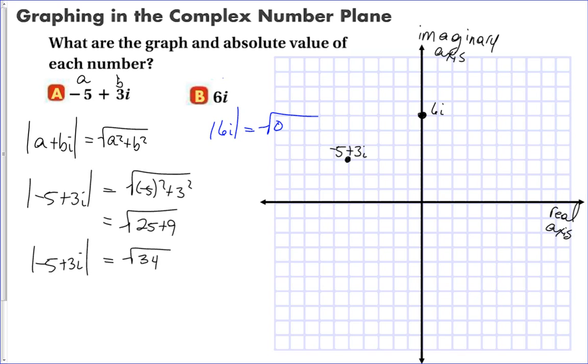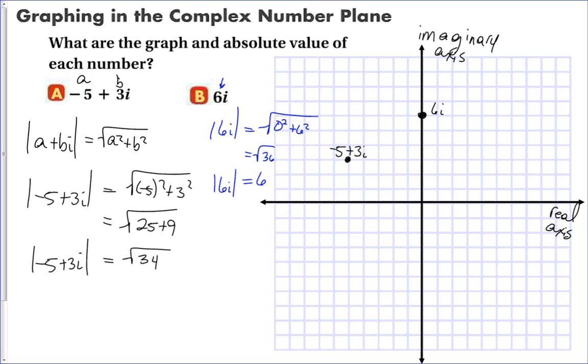And this is a pure imaginary number because it's just 6i. So if we go back to your vocab, a pure imaginary number only has an imaginary part. So 6i is a pure imaginary number. So this is in a sense going to be the square root of 0 squared plus 6 squared, which equals the square root of 36, which equals 6.